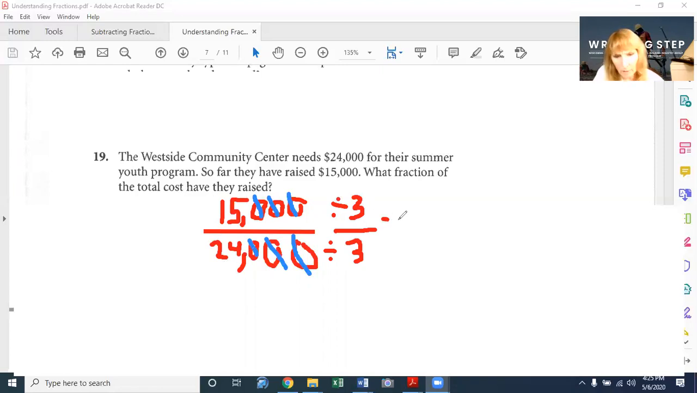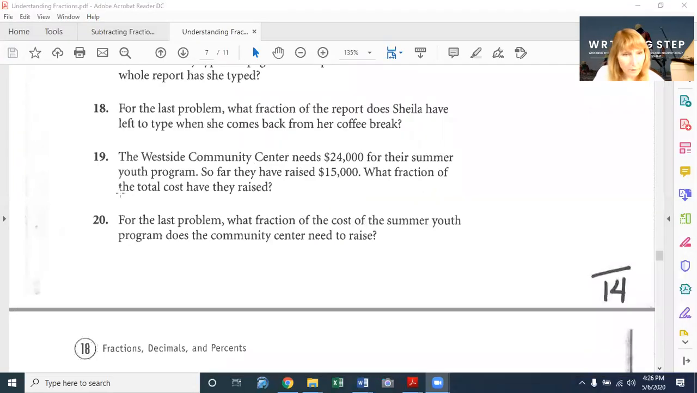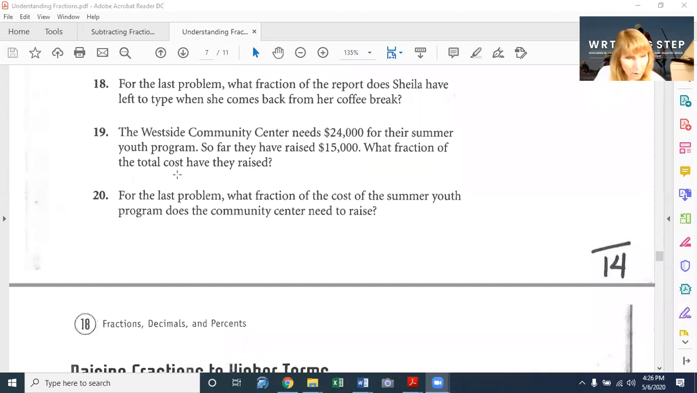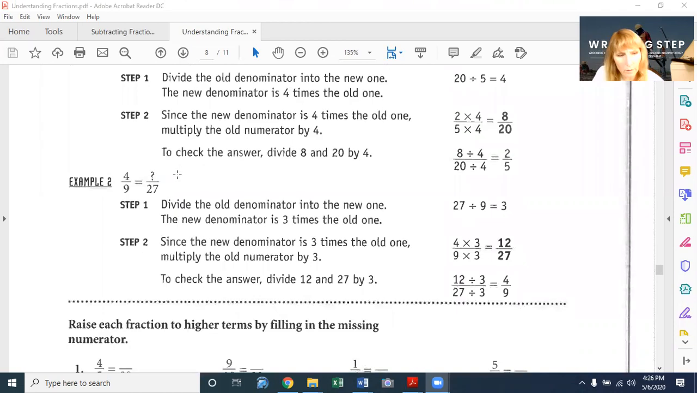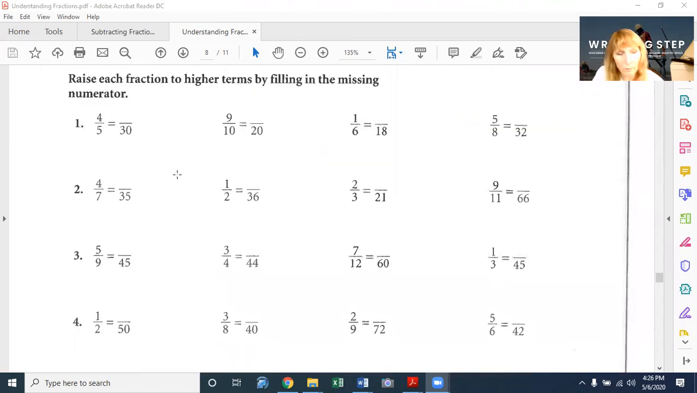So 15 divided by 3 is 5. And 24 divided by 3 is 8, right? 3 times 8 is 24. So that answer is 5/8. I think that's what we got for the last one too, wasn't it? Okay, I'm going to clear these. Let's go on here. This part is called raising fractions to higher terms. So we're going to skip past that and go right to the problems here.